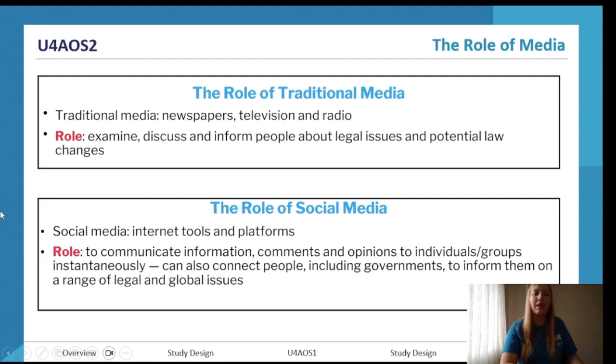Then the role of social media, such as internet tools and platforms. You can't define it just by saying social media, but it is more intended to communicate information, comments, and opinions. It can connect people, including governments and politicians, and inform them on a range of legal and global issues. It can have a really wide reach, and it can spark debates and conversations in society. And that can be used to try to influence law reform and raise social awareness.